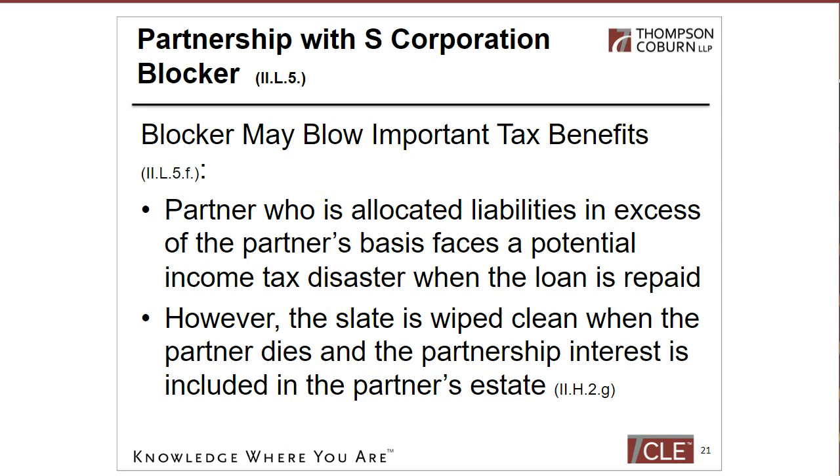And then what happens is if that loan somehow gets discharged down the road, then that's like a distribution of cash. So this liability in excess of basis will cause what people call phantom income, because when the liability gets discharged, they have a deemed distribution and they're taxed on it, but there's no cash that goes along with it because they already took out the cash before.